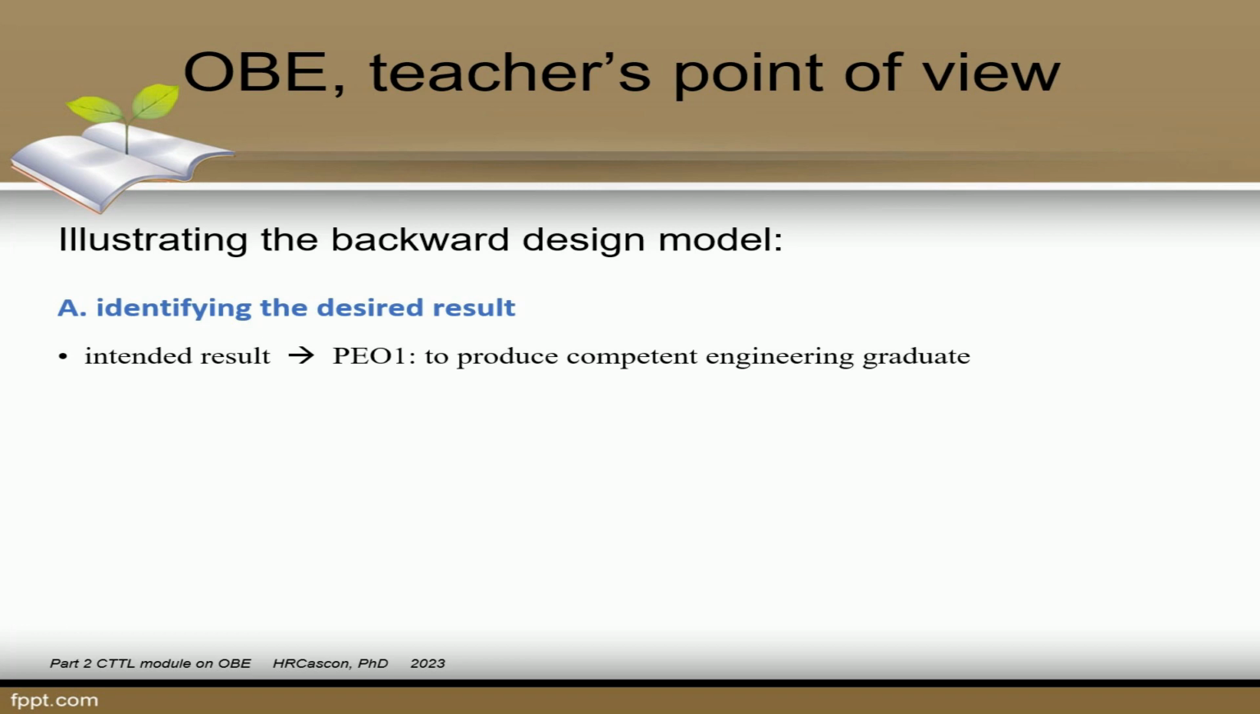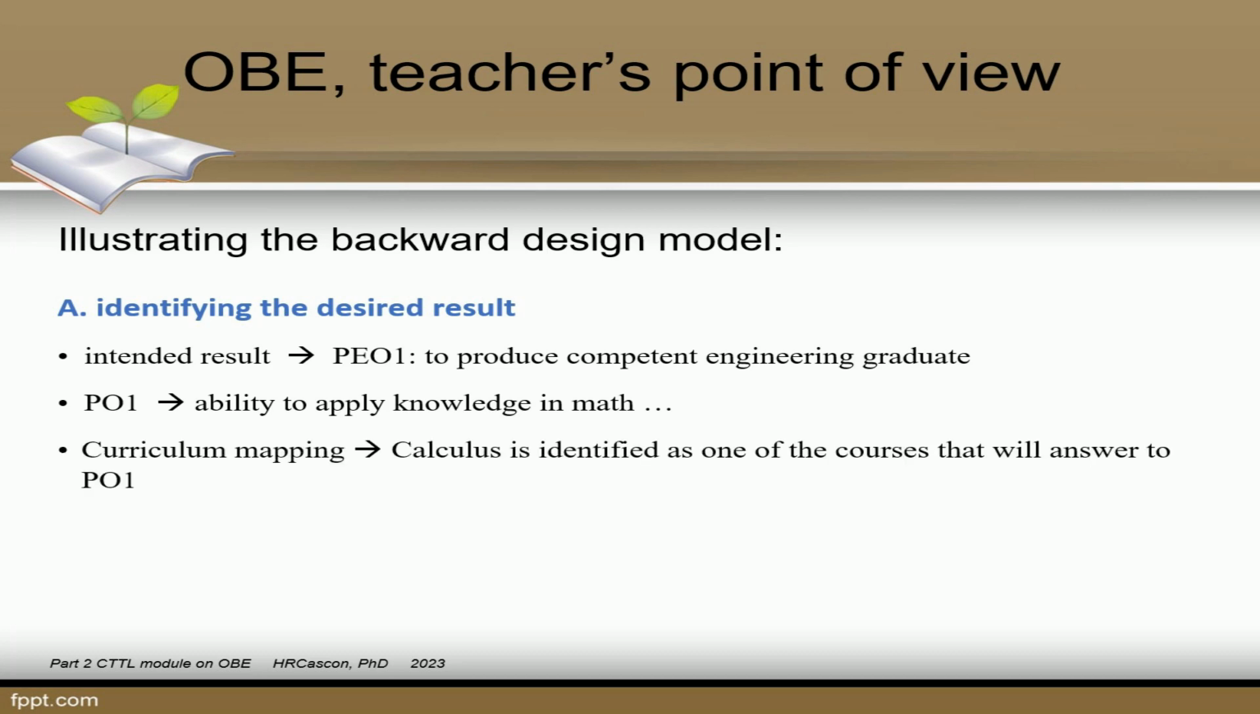For example, an intended result is described in a program educational objective to produce competent engineering graduates, but this is still too broad. This is why program outcomes are written. These are more specific. One relevant program outcome could be expressed like this: by graduation, the students will have the ability to apply knowledge in math to solve engineering problems. With the program outcome declared, we can provide courses that will address this intended program outcome. We call this process the curriculum mapping. To continue with our example, provision of a calculus class would be one of the decisions arrived at in the curriculum mapping.